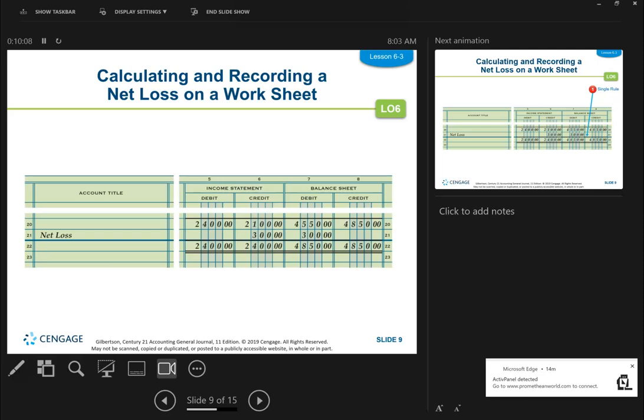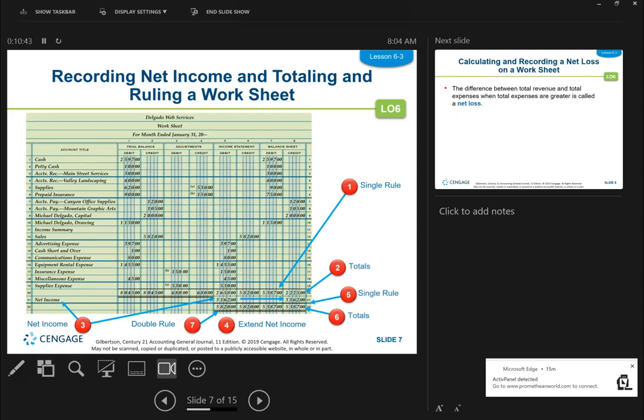So notice before when we did this on our worksheet, we had a net income. Here we have labeled net loss. So again, we start the same way. We single rule. We total things up. We label our net loss. Notice that the difference between the net income and the net loss was where the number is placed in the income statement, right? The net loss was under the credit column. And if we backed up, the net income is on the debit column.